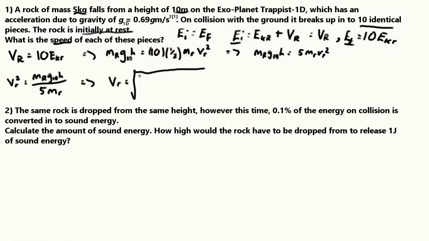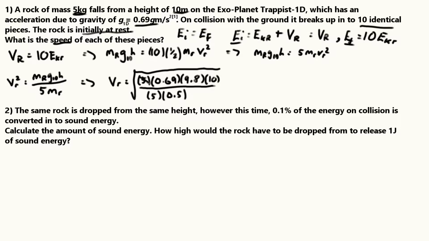When we sub in our values, we get the mass of the large rock, capital R, which is 5 kilograms, as stated at the beginning of the question, multiplied by g1d, which from up here is 0.69 multiplied by the acceleration due to gravity on Earth, which is 9.8 meters per second squared, multiplied by the height it was at, which is 10 meters. All of this is then divided by 5 times the mass of a little rock. We know that our large rock broke into 10 identical pieces, which means that our mass of one small bit of rock is 10 times less than our large rock, which is 500 grams or 0.5 kilos.